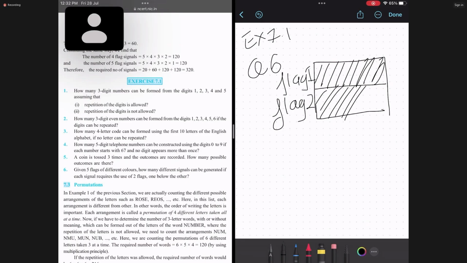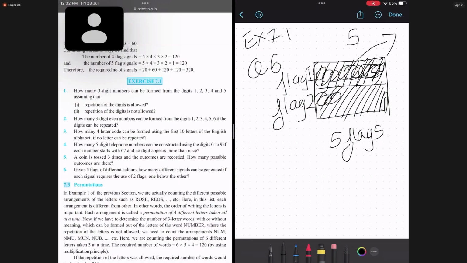Now it has already been stated to you that you have 5 flags that you could use. So the first part of the signal can be made up using 5 choices. But as you have already consumed one of the flags in this choice, right? In the second part, you are left with only 4 flags, right? So this can be filled up using 4 ways. So the number of distinct signals that could be generated is 5 into 4, which is nothing but 20 signals, correct? And this is your answer.